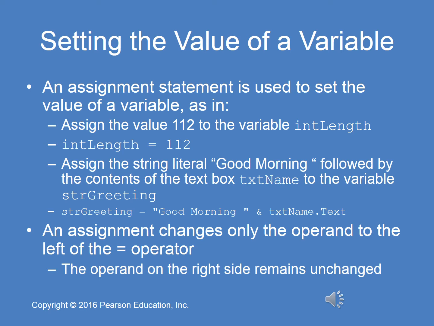So let's take this example on this slide. We want to store the value 112, which is an integer, in the memory location identified by intLength. That's called the identifier. We simply use the assignment statement intLength equals 112. Now let's dissect that.